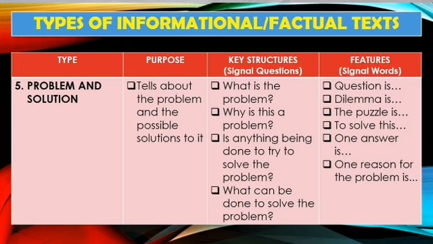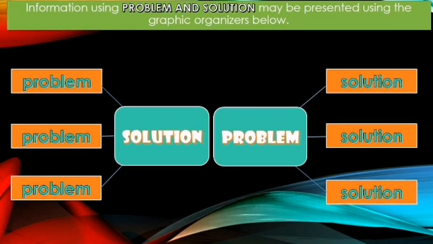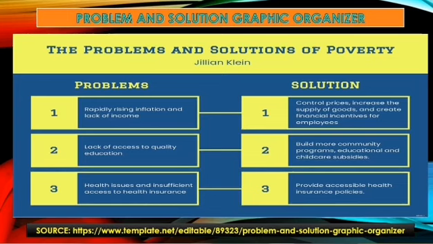And for the features or language features or the signal words, we have question is, dilemma is, the puzzle is, to solve this, one answer is, and one reason for the problem is. You can also use this graphic organizer if you want to write problem and solution informational text or factual text. And here's a specific example of using this graphic organizer: the problems and solutions of poverty. So the problems and solutions are both presented here.